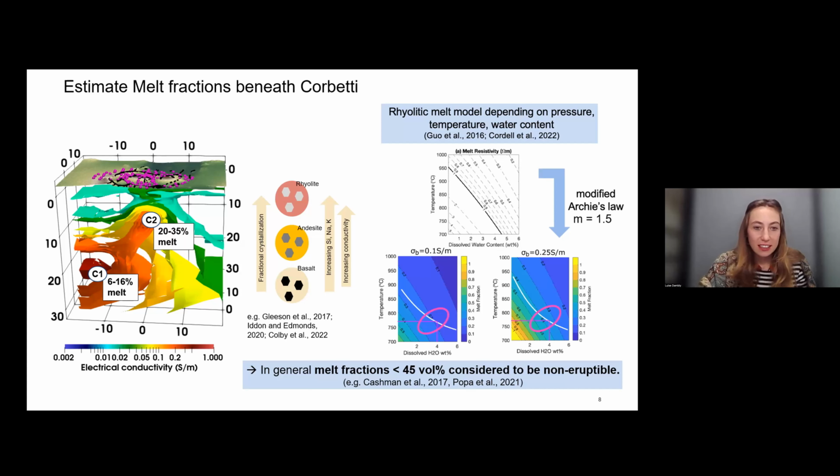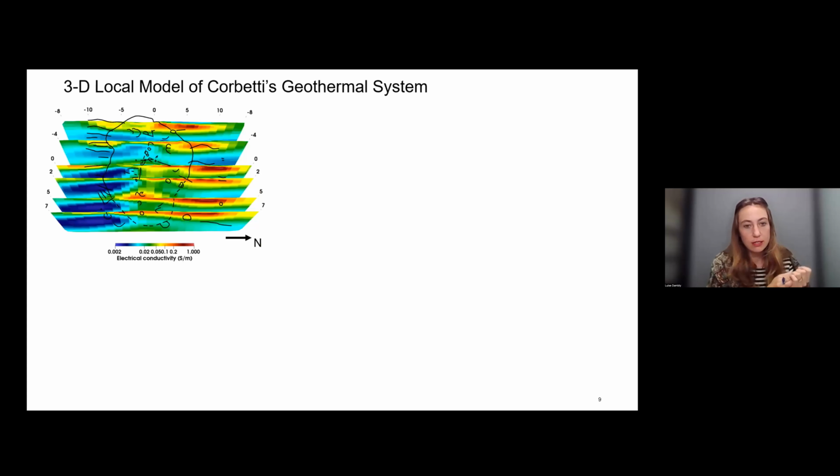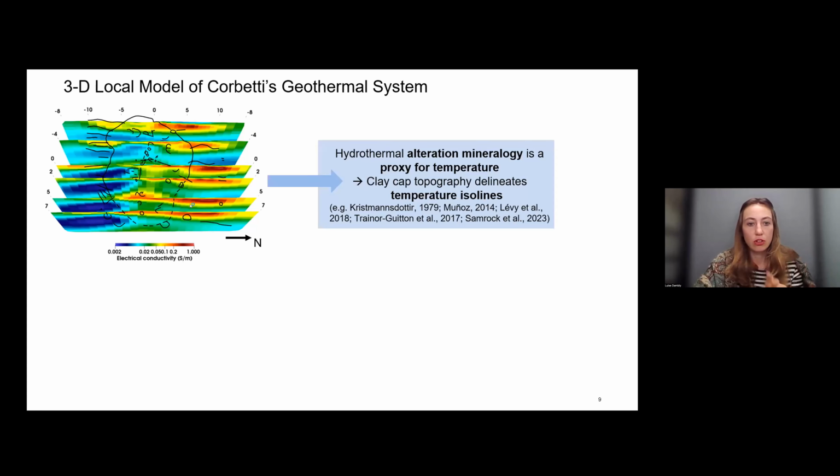So next thing, as we have now imaged basically the heat source and the magma beneath the caldera, we can have a look at the geothermal system. And as you might all know, the hydrothermal alteration forms clay minerals that are very, very conductive and whose topography basically delineates temperature isolines. And if we look at the system from Corbetti, we see that we have a very thick clay cap outside of the caldera, and then a clay cap just north of this east-west fault structure that is thinner.